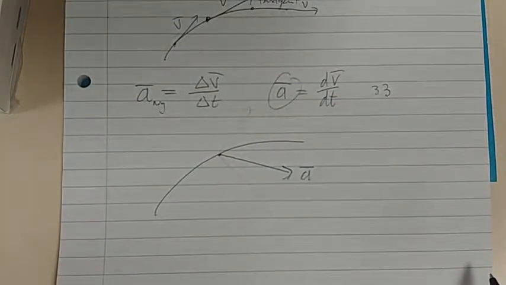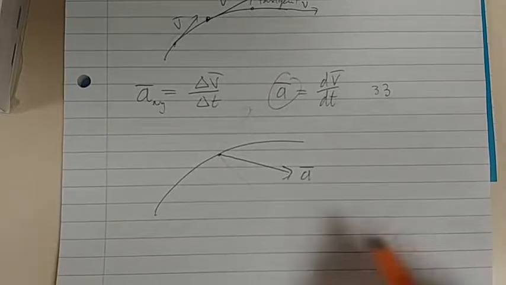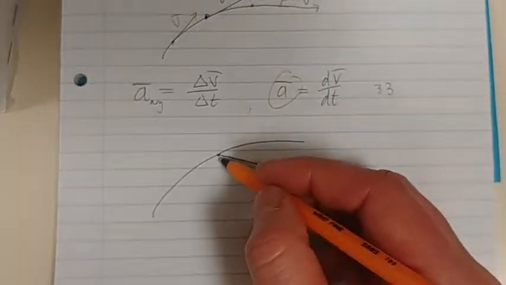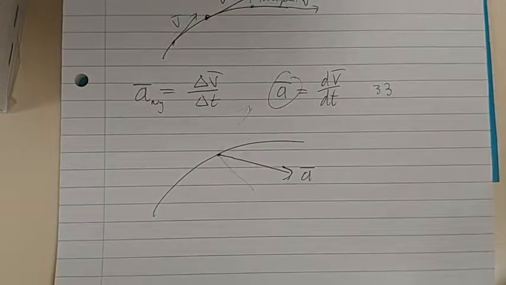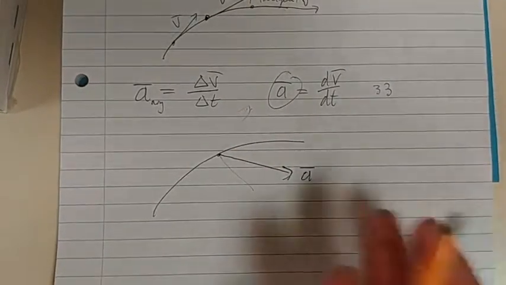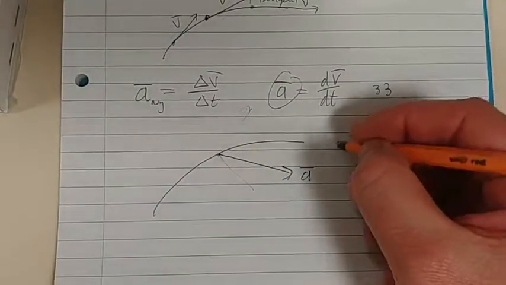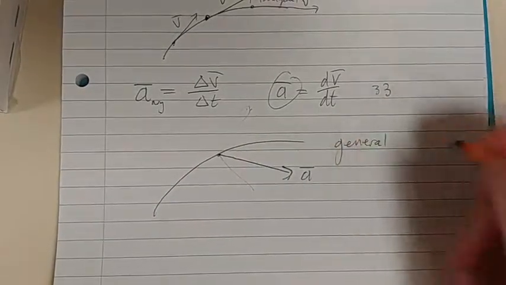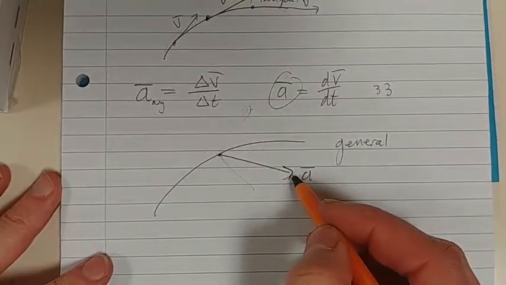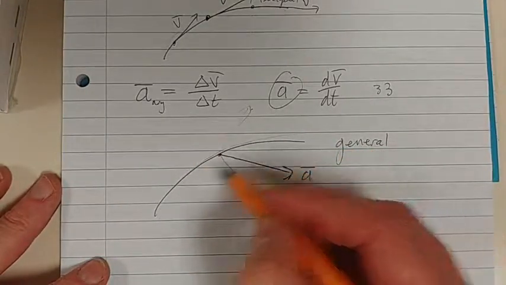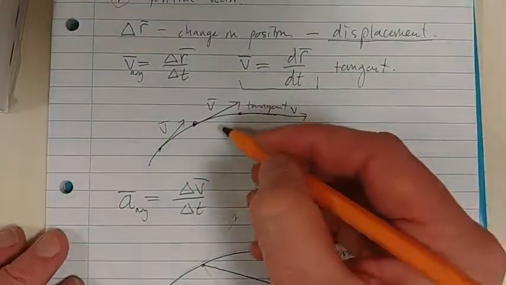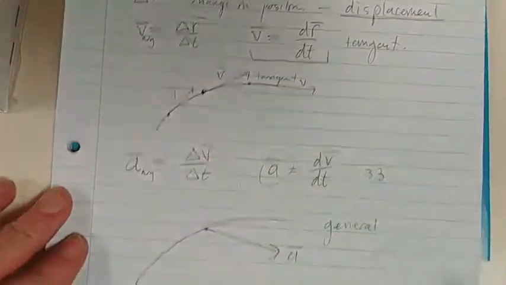A net acceleration. Okay? And there are specific cases where the acceleration is perpendicular to that curve. Okay? But those are specific cases. But in general, the acceleration vector is always pointing to the inside of the curve, and the velocity vector is always tangent to the curve.